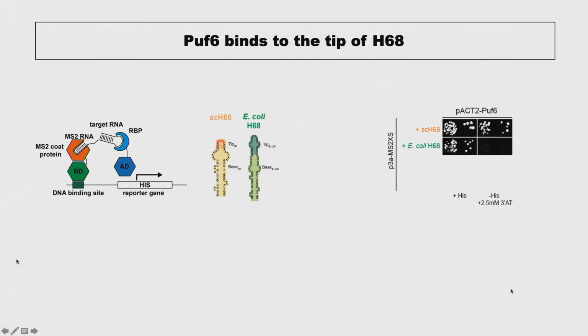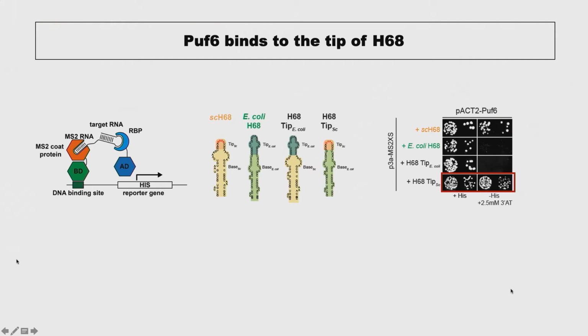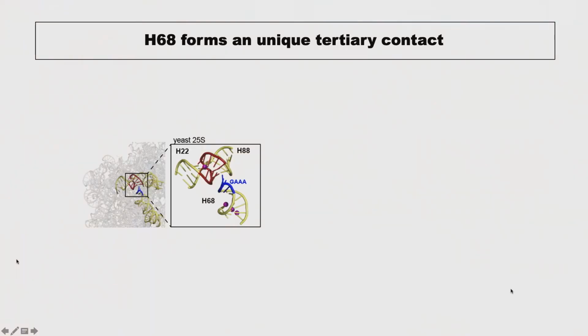And then we took advantage to define which piece of the yeast helix 68 binds Puf6 by creating chimeric constructs. And we could see that if we have the tip of the yeast helix 68, we got binding. So Puf6 binds to this tip region of helix 68 from yeast. And this tip of helix 68 on a mature ribosome is involved in this peculiar tertiary contact on the mature ribosome between helix 22 and 88.